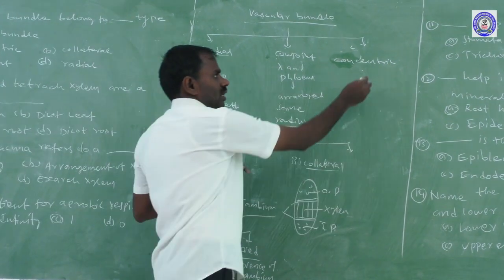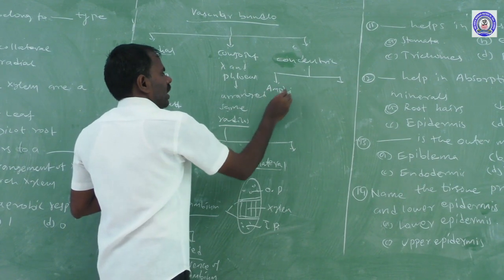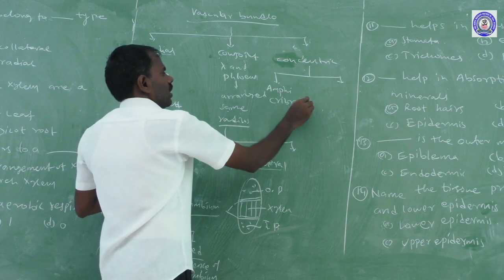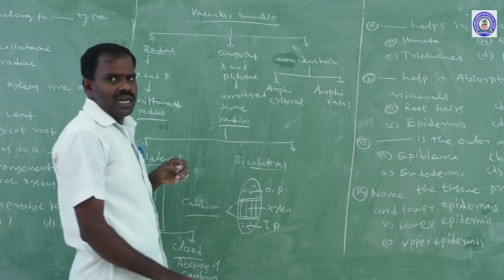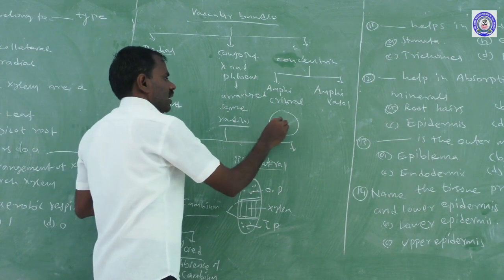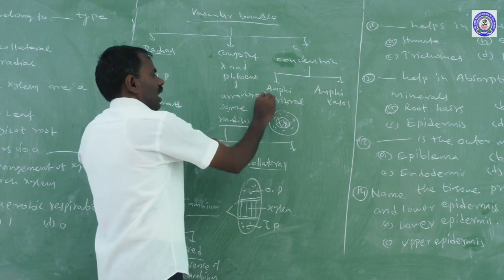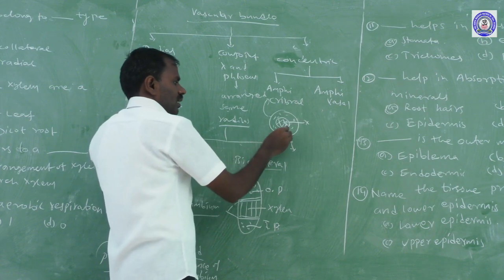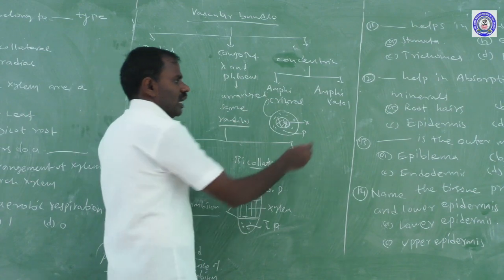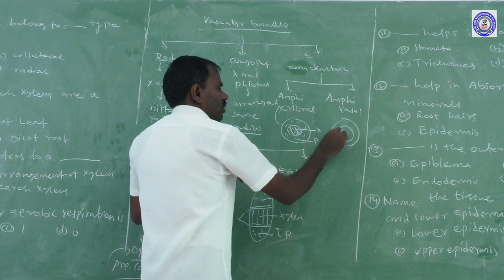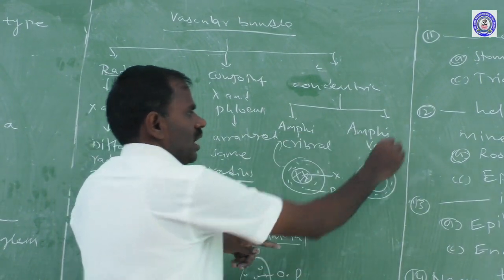Next is concentric vascular bundles. These may be of 2 types: amphicribral and amphivasal. In amphicribral, the xylem is in the center, surrounded by the phloem. That is called amphicribral vascular bundle. In amphivasal bundles, the phloem is in the center, surrounded by the xylem.